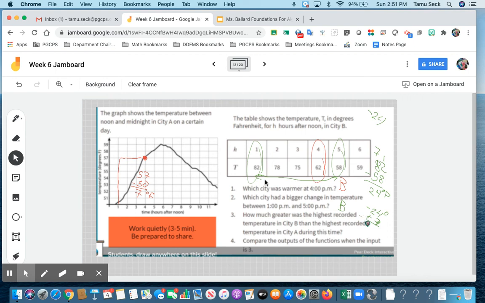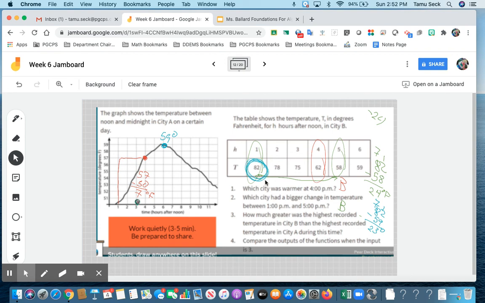How much greater was the highest recorded temperature in city B than the highest recorded temperature in city A? So the highest recorded temperature in city B was 82 degrees. And the highest recorded temperature in city A is 59 degrees. So 82 degrees minus 59 degrees, we're just going to subtract. 23 degrees. And compare the outputs of the function with the input 3.